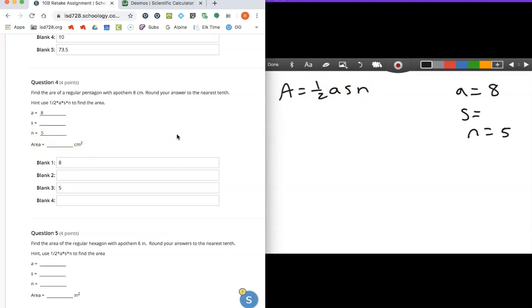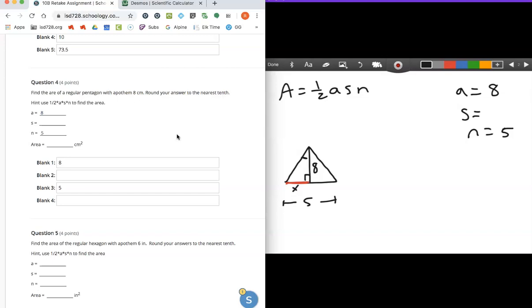So again, we could draw the whole pentagon. I'm just going to draw one triangle. They gave us the apothem, which is the height of the triangle, and that is 8. Okay, what we need to be able to do is figure out the side length. I'm going to put an X right here. The side length is the entire bottom, so I can find this piece with trig, with SOHCAHTOA, and then I can double it to get the side length. So we'll come back to that idea in a second.